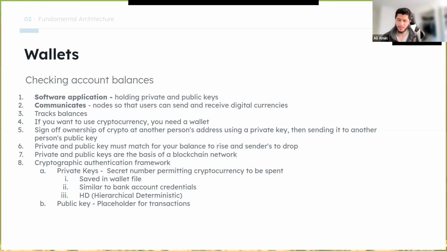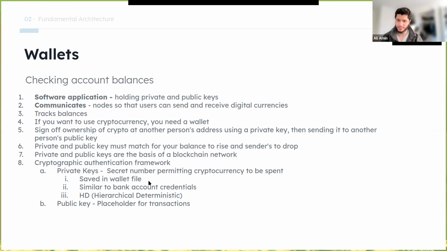So that's a public key infrastructure. It's a cryptographic authentication framework. There's public keys and private keys. The public key is a placeholder for transactions, basically your name or whatever. It's not going to be your name. It's going to be a whole bunch of random series of numbers. But this is how you're identified on the network as an owner.